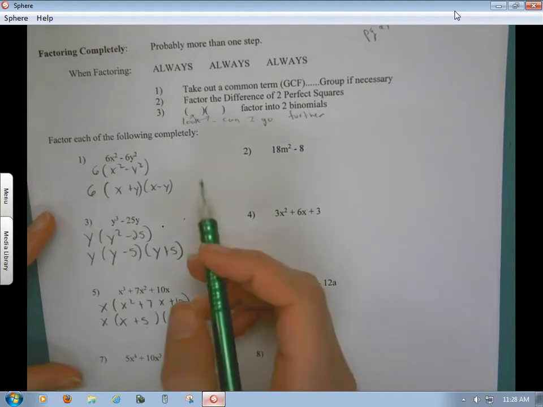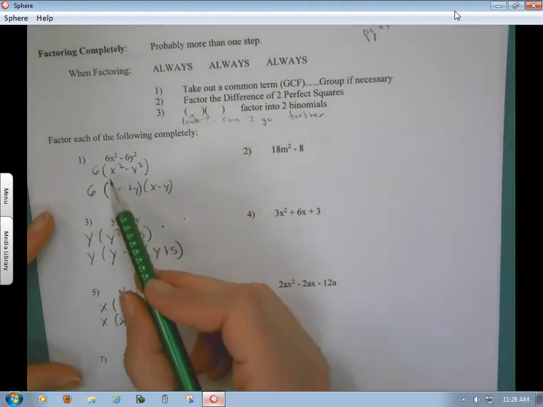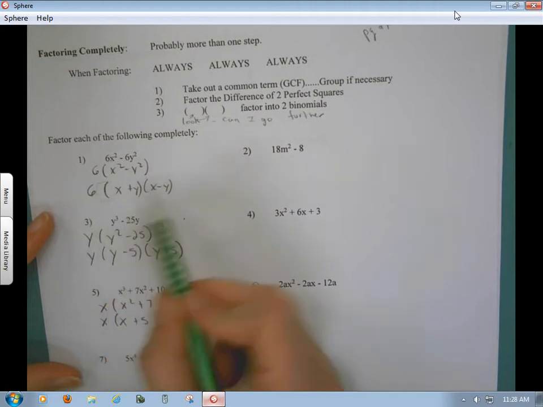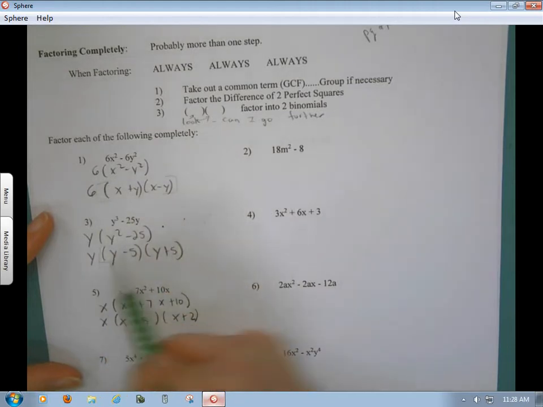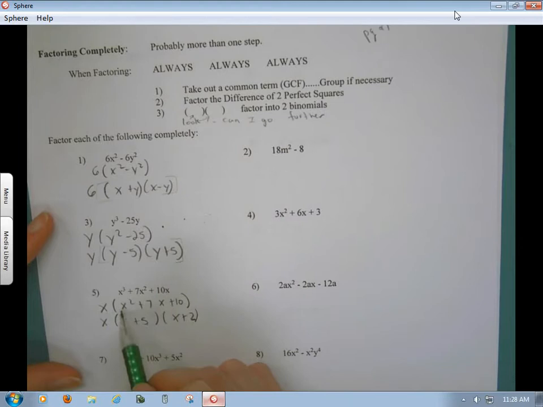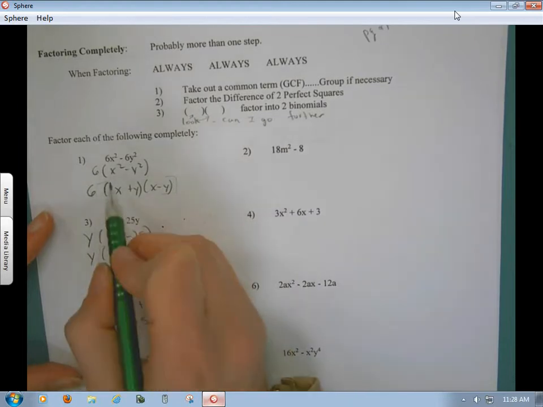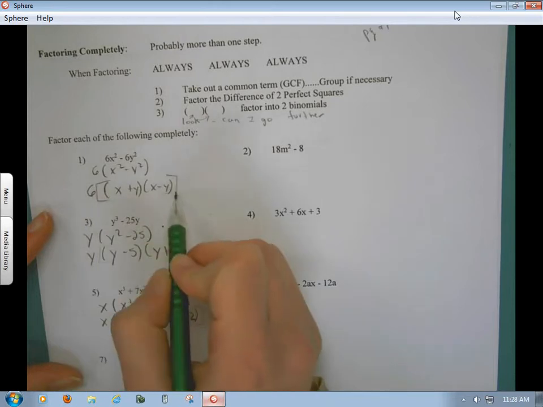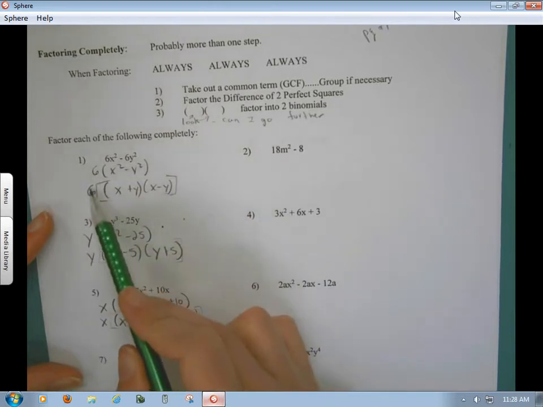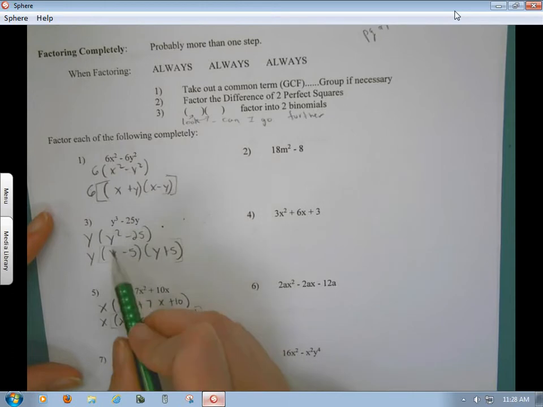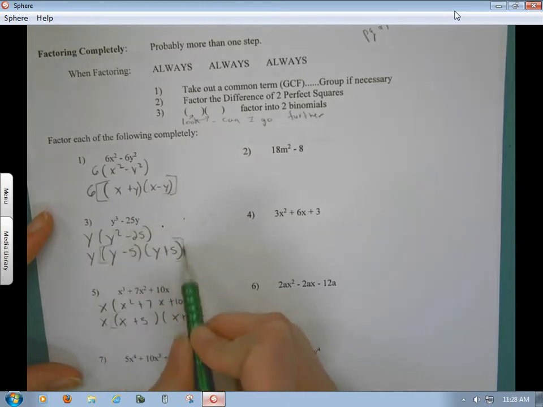Okay. And you guys might want to, too, if you want, you could write these like this. I don't know if that makes it easier for you, because you pulled this out, and then you really have this. So this is this, and then this is these two. Maybe that makes more sense for some of you.